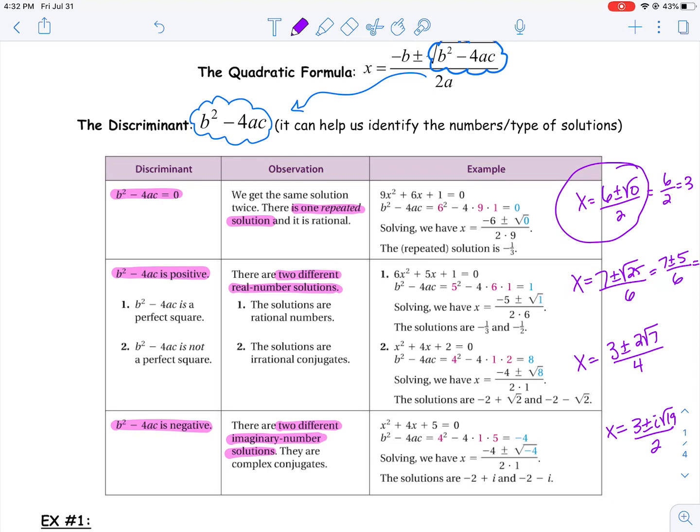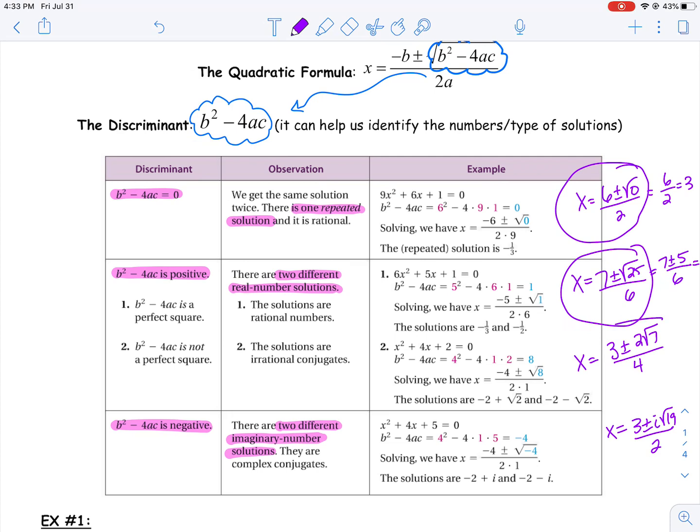If that number underneath is a positive number, for example, 25, I could have 7 plus or minus the square root of 25 over 6. Well, we know if that number is an even square root, we can break it out of the radical and really say that we have 7 plus 5 over 6 and 7 minus 5 over 6. I end up getting two different solutions that are both rational.